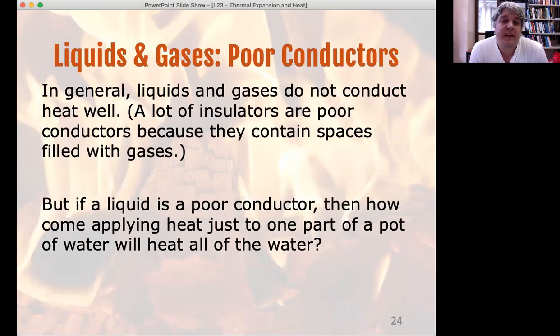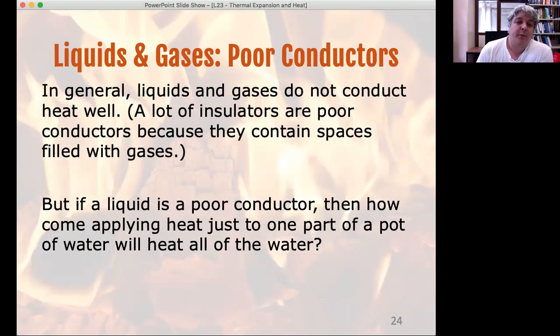In general, liquids and gases are not good conductors. A lot of insulators are poor conductors because they contain spaces filled with gases, and gases are not good conductors. If you've seen windows, the best insulated windows actually have two panes of glass with gas in between, and that gas is a poor conductor so that the heat cannot be conducted through the glass and out into the atmosphere outside.